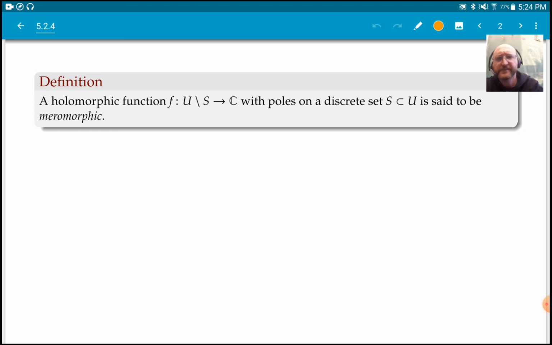a meromorphic function is a holomorphic function with poles, basically. So there's some discrete subset S of our domain U, and the function has isolated singularities at points of this discrete set. So these are all isolated points, and these are all poles. So that's what we mean by a function being meromorphic.